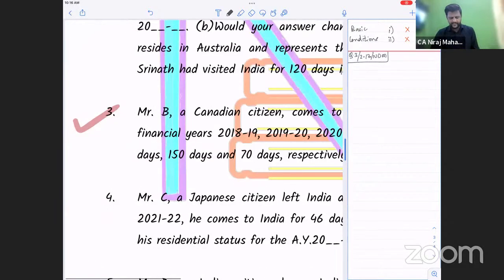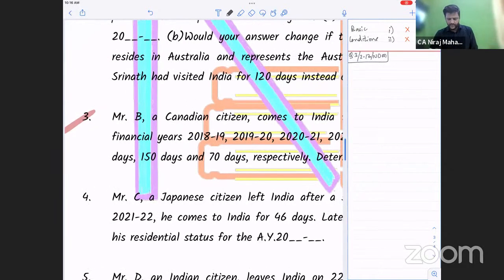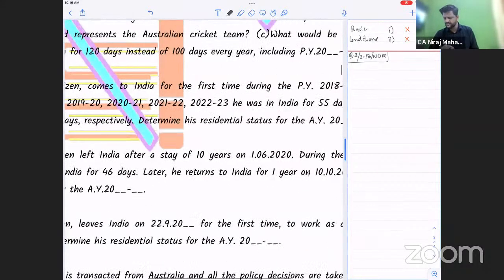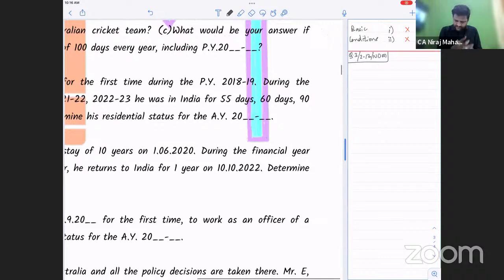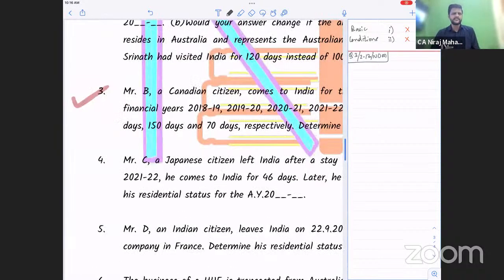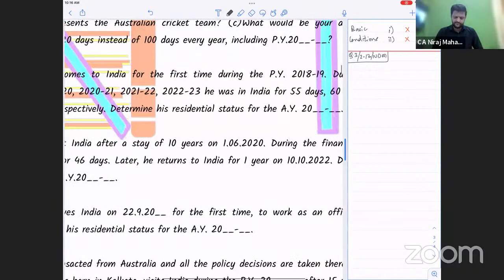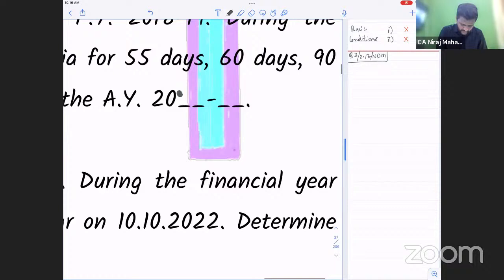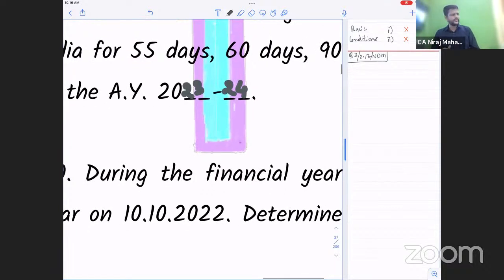During the financial years 18-19, 19-20, 20-21 and so on, and the current year also, all his numbers of days in India are given to us. The numbers are very small. Determine his residency status for AY 23-24.